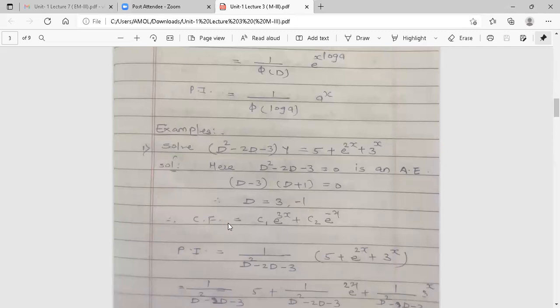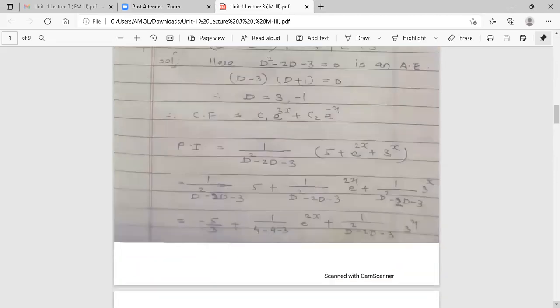So the complementary function is c1 e raised to 3x plus c2 e raised to minus x. These factors are real numbers and different, so the complementary function is very simple. There are two distinct terms for the complementary function. Now the PI, the particular integral, the remaining half of the solution. PI is equal to 1 upon phi of d, where phi of d is d square minus 2d minus 3, into the function 5 plus e raised to 2x plus 3 raised to x.